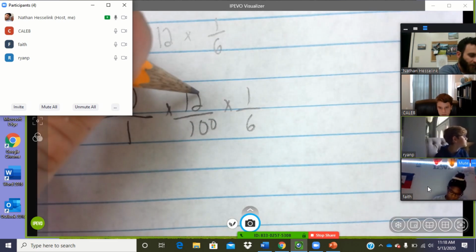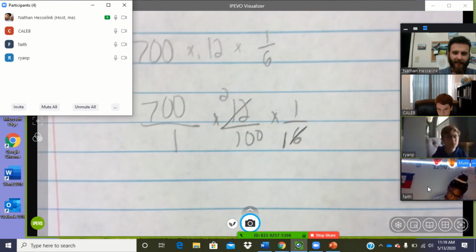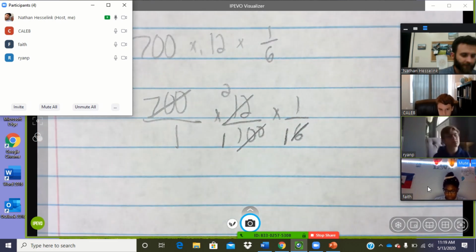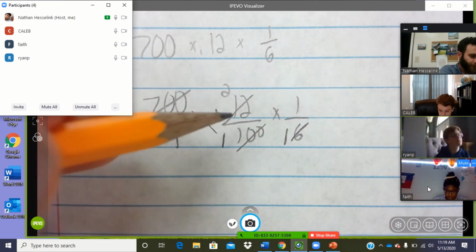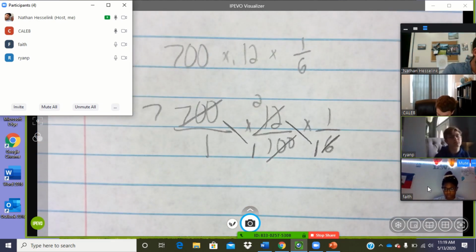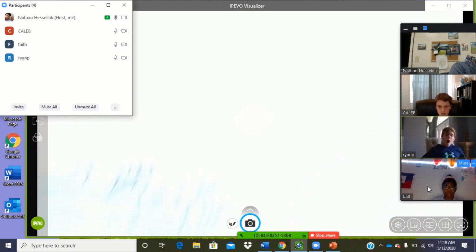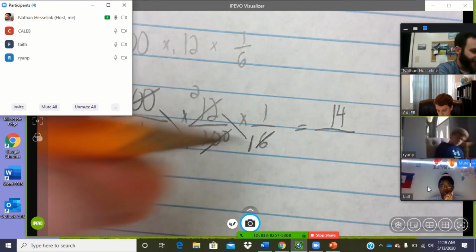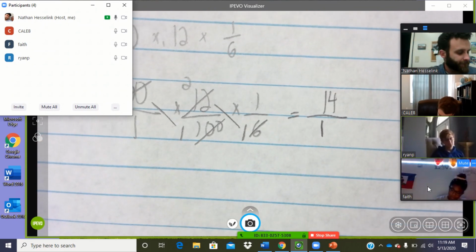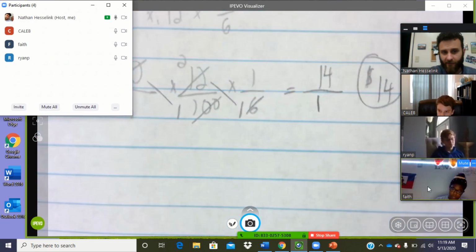So 700 over 1 times 12 over 100 times 1 over 6. And right here we can go 2, 1. Okay. And I think we can go 7, 1 by diagonal simplification. Okay. So 7 times 2 times 1 is 14. 1 times 1 times 1 is 1. See how easy that was? Our answer is $14.